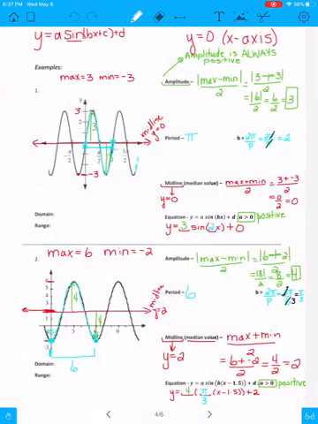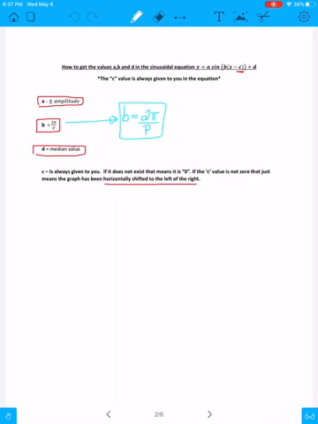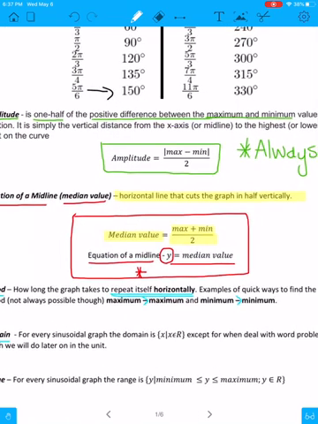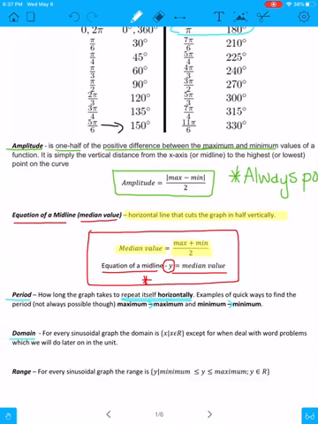So we're going back to page 1. The domain. For every sinusoidal graph, the domain is squiggly bracket x such that x is an element of the reals. So the squiggly bracket means the set of x values such that x is an element of the real numbers. So every x value exists. For every single one of these sinusoidal functions, we are going to get that. The only time we won't is when we deal with word problems, which we would do later on in the unit, but we don't deal with a lot of restricted domains anyways.